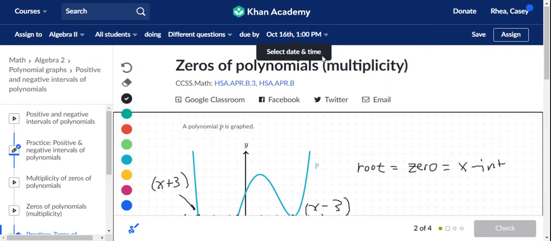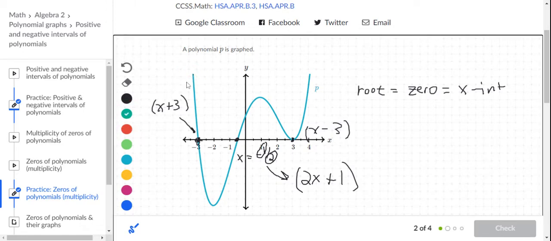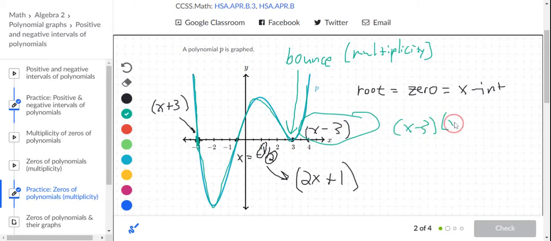However, multiplicity refers to this. If we notice, the graph here is going right through the axis, crosses through again, but then this time it bounces. That's a bounce, right? Whenever we see a bounce, that implies that there is some kind of multiplicity going on with that factor. So multiplicity means multiple. It means multiple times. So at x minus 3, that's telling us that there could be two different x minus 3s in terms of the factors.